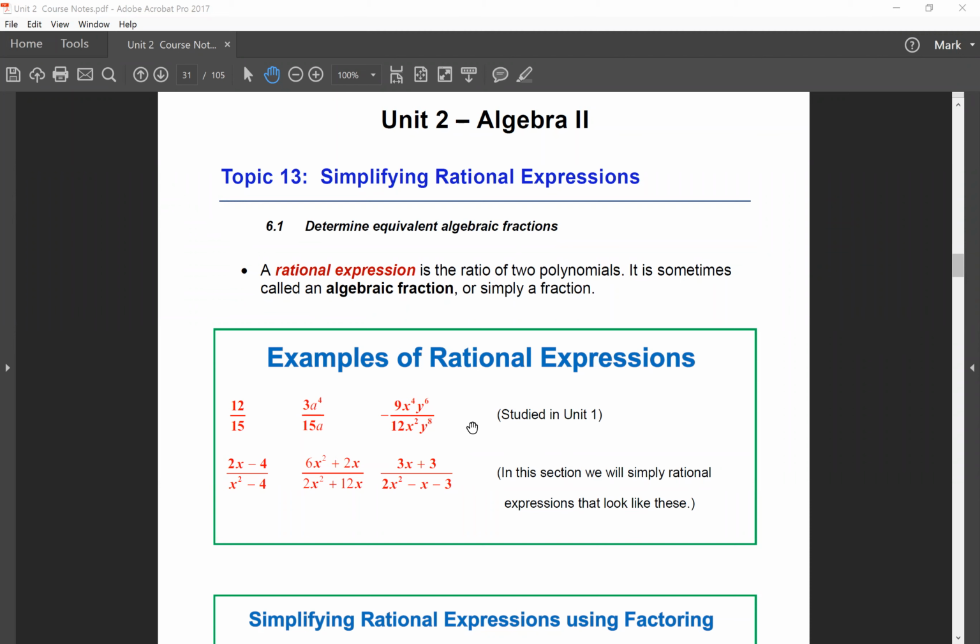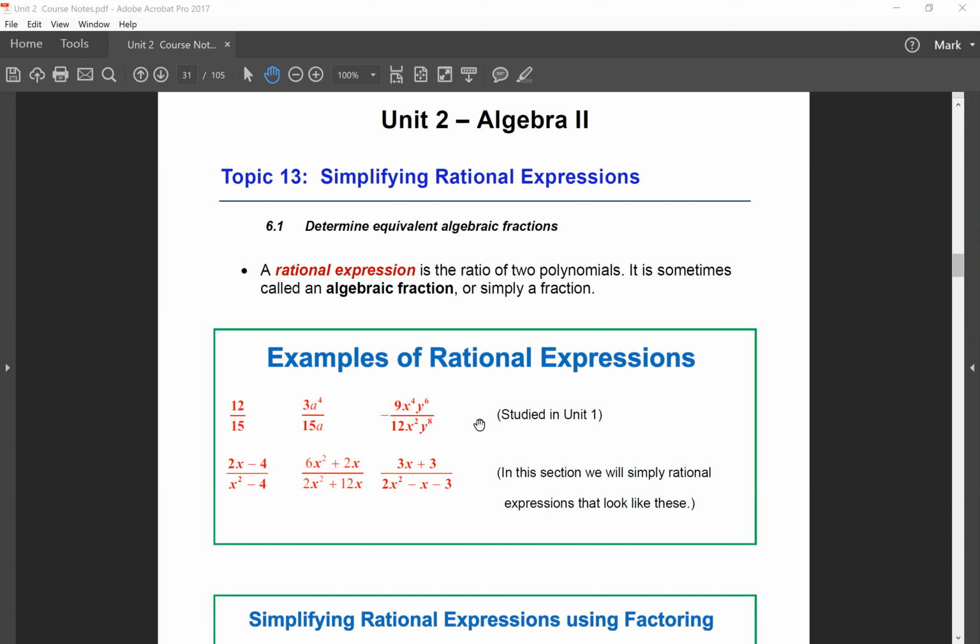Again, topic 12 was crazy. Most topics are only very short, and this is one of them. This actually shouldn't take us too long. So this is kind of where the best part of algebra kicks in. Simplifying rational expressions, the whole idea of rational expressions. We looked at this in Unit 1, and this is actually a very good continuation of what we just did.